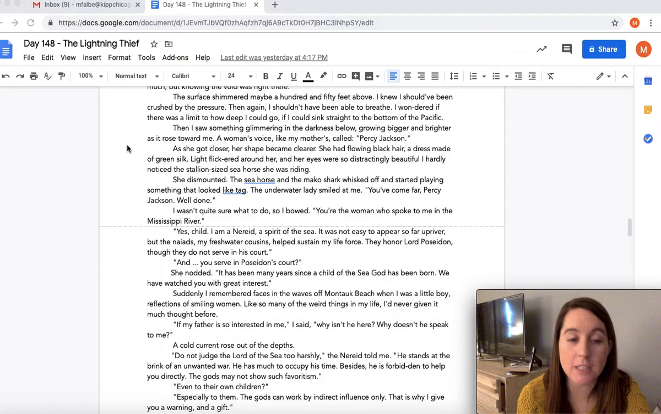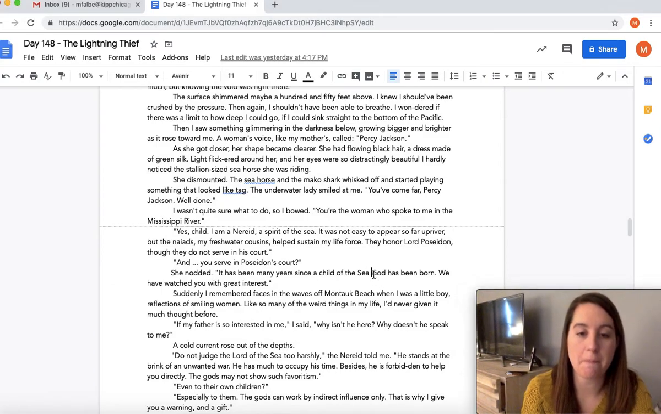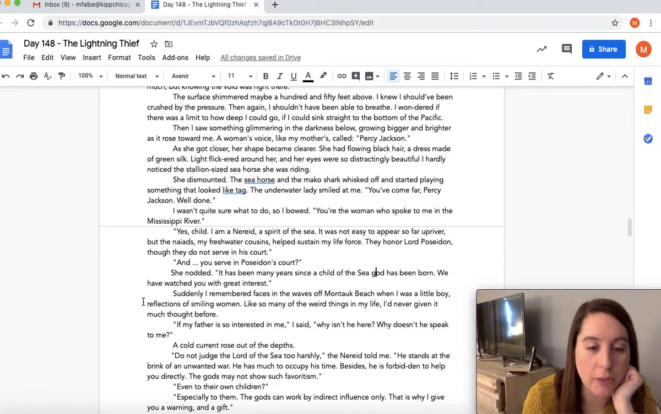"You're the woman who spoke to me in the Mississippi River." "Yes, child. I am Nereid, a spirit of the sea. It was not easy to appear that far upriver, but the naiads, my freshwater cousins, helped sustain my life force. They honor Lord Poseidon, though they do not serve in his court." "And you serve in Poseidon's court." She nodded. "It has been many years since the child of the sea god has been born. We have watched you with great interest." Suddenly, I remembered the faces of the waves off Montauk Beach when I was a little boy, reflections of smiling women, like so many of the weird things in my life. I'd never given it much thought before. "If my father is so invested in me," I said, "why isn't he here? Why doesn't he speak to me?"